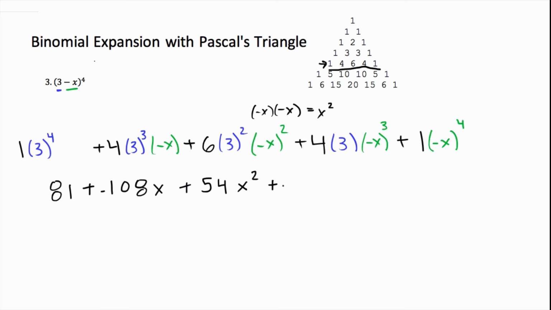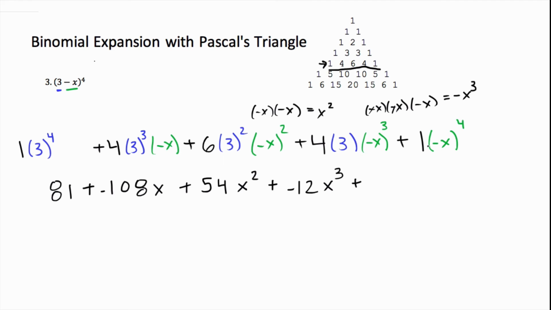Our next term, we have 4 times 3 times negative x to the third power. So 4 times 3 is 12. Negative x to the third power: if we multiply negative x times itself 3 times, 2 of those negatives are going to cancel each other out, but one of them will still remain. So this is going to be negative x cubed.